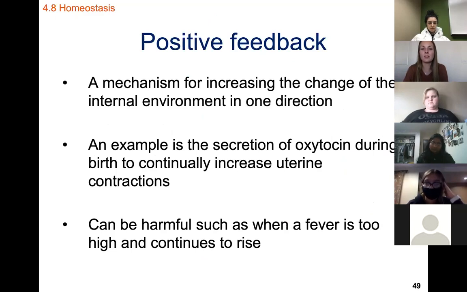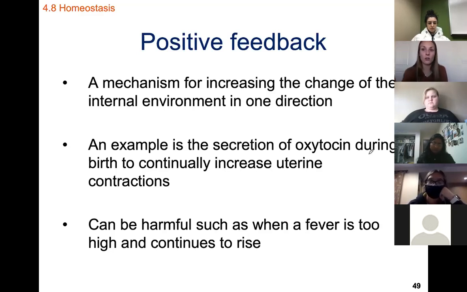Positive feedback is an increase of the change of the internal environment in one direction. One of the most well-known examples of a positive feedback loop is during labor. An example is the secretion of oxytocin during labor or birth to continually increase the uterine contractions. So the hypothetical person is having labor or wants to deliver a baby, and the oxytocin, which is a hormone, creates the uterine contractions to essentially deliver the baby.